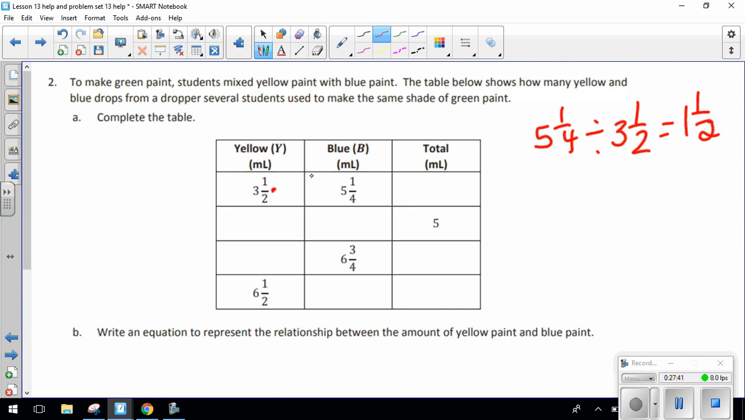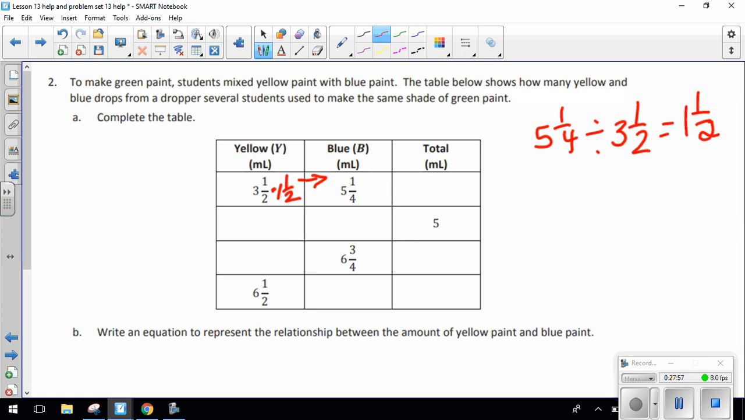I'm going to multiply this by 1 1/2, and I get an answer of 5 1/4. Okay, this row, I'll help you with it now.